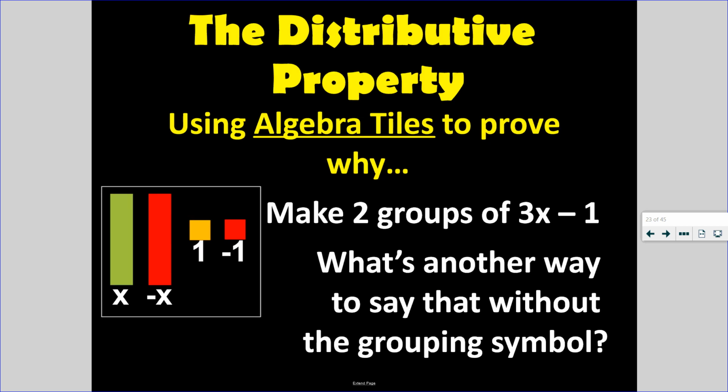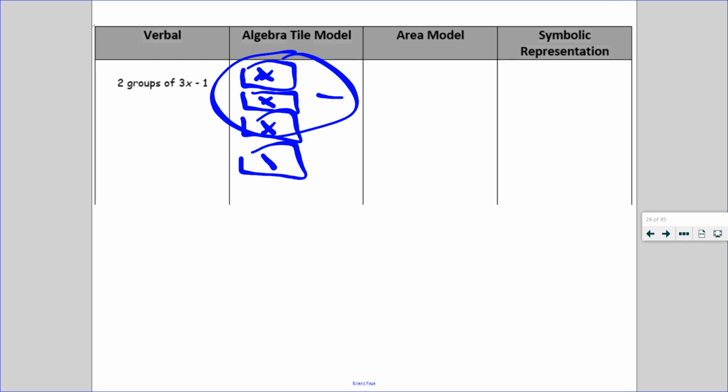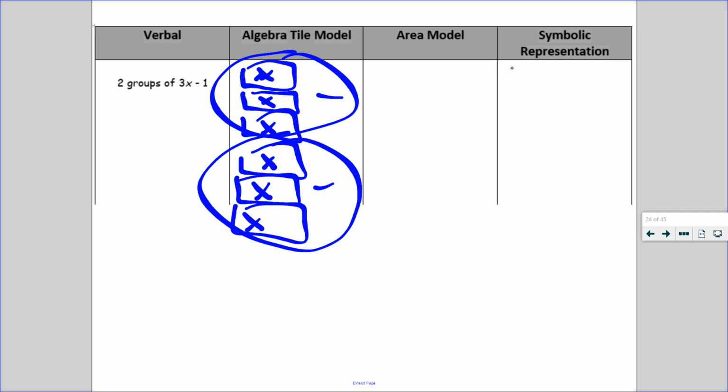What about the next one? Make 2 groups of 3x minus 1. So x, x, x minus 1. That's one group. But I said make 2 groups. So let me make a second group of 3x's minus 1. So let's see. I have 6x's. I have negative 2. What's another way I can represent this?